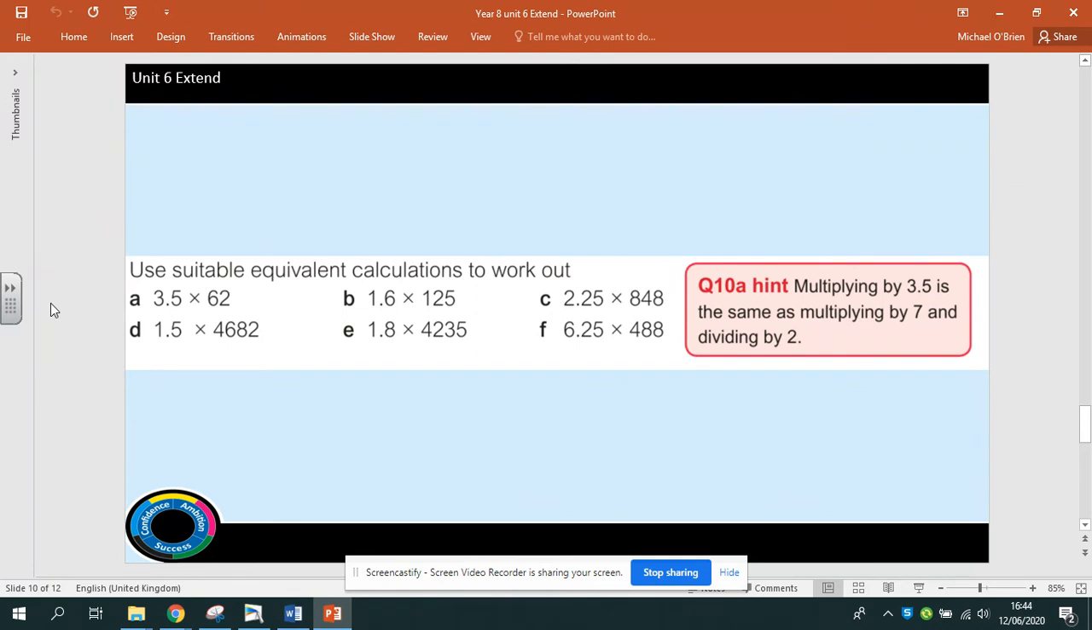Okay, so this is quite an interesting question. Use suitable equivalent calculations to work out these questions. And the hint that we've got on the first one is multiplying by 3.5 is the same as multiplying by 7 and dividing by 2. The reason why it's the same is because 7 divided by 2 is 3.5. So this is the method we're going to use for each of these. We could do a long multiplication. That would work it out just as easily, but in this case we're going to do a slightly different method, and we're going to use a multiplication followed by a division.